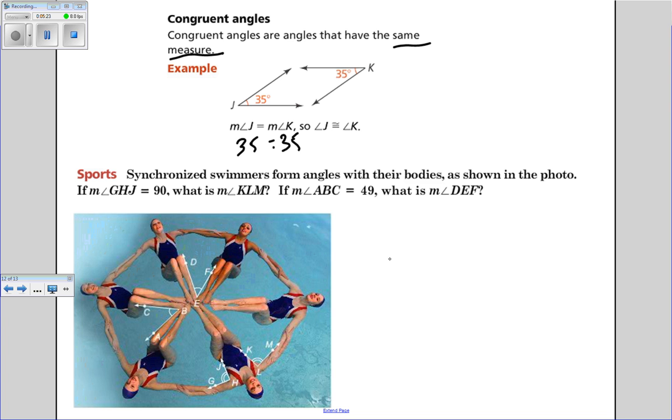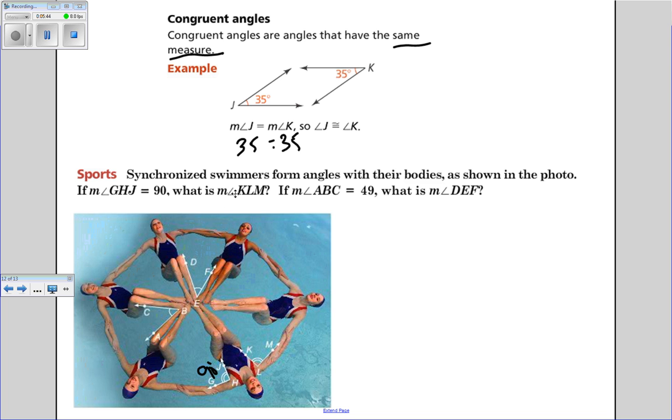So synchronized swimmers, lovely synchronized swimmers we just had in the Olympics, they form angles with their bodies as shown in this photo. So we've got some angles in here. The measure of angle GHJ equals 90 degrees. Well, let's find that. There's GHJ. Right here is 90 degrees.